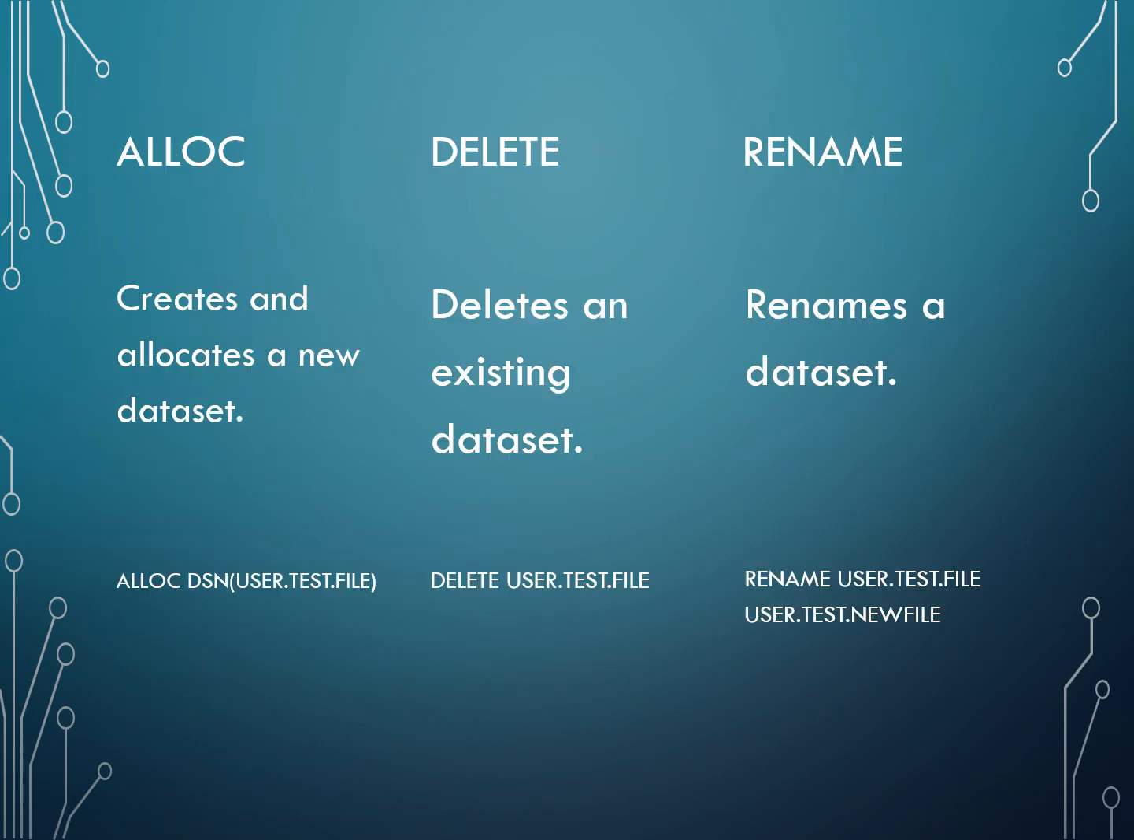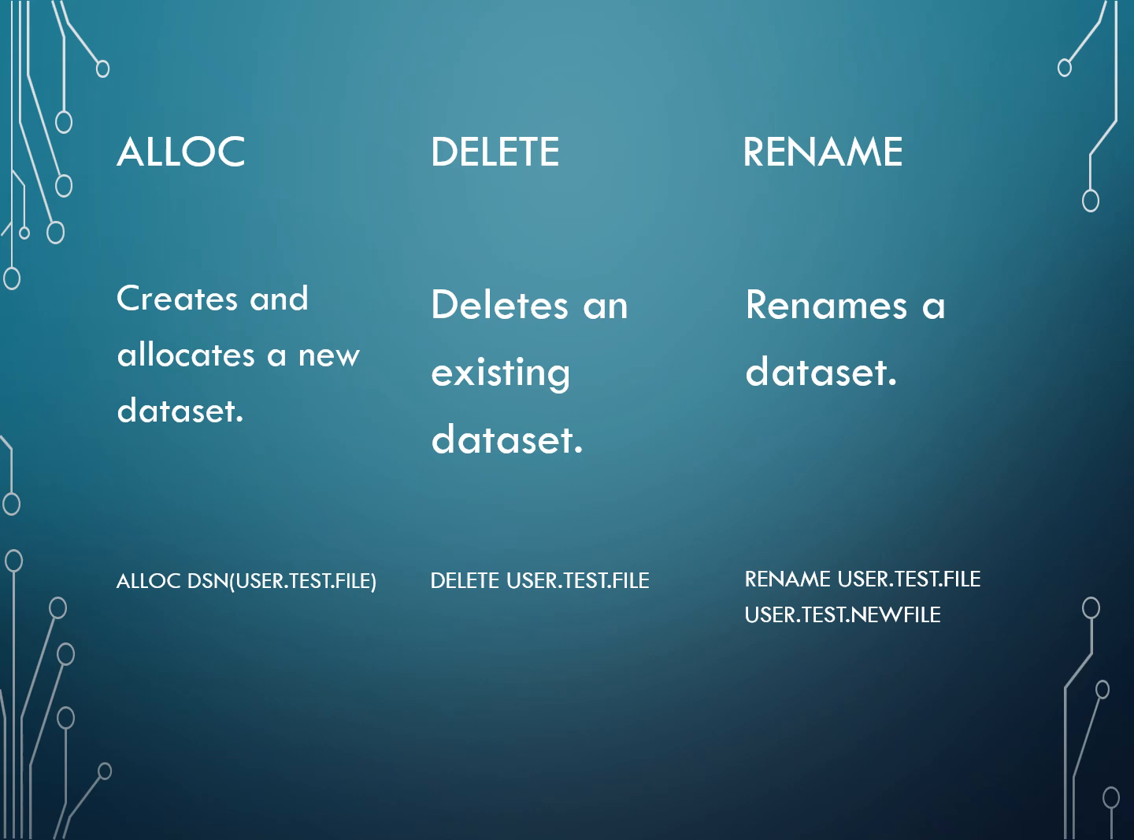Let's start with alloc. Alloc stands for allocate. It is used to create and allocate a new dataset. Alloc dsn user.test.file. This command creates a dataset named user.test.file. Next is delete. Delete removes an existing dataset from the system. Delete user.test.file. This permanently deletes the dataset.